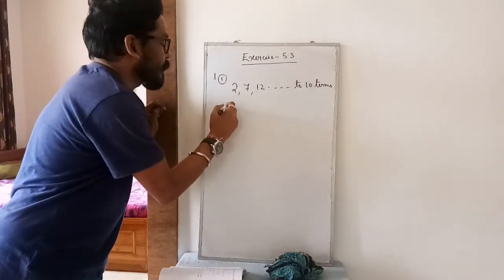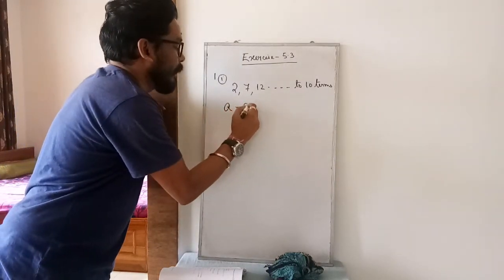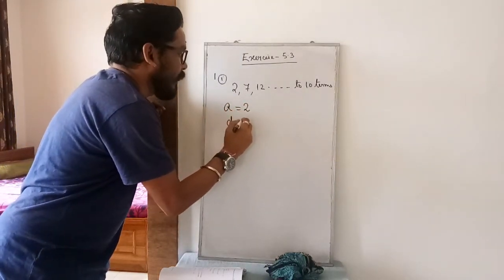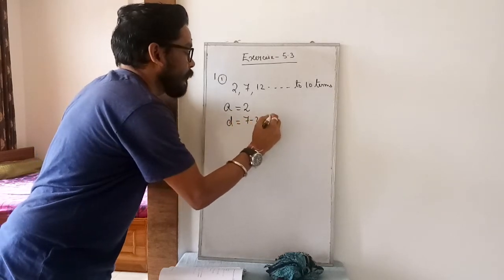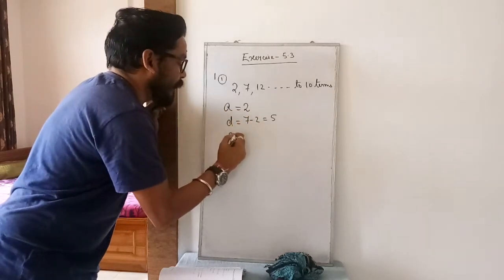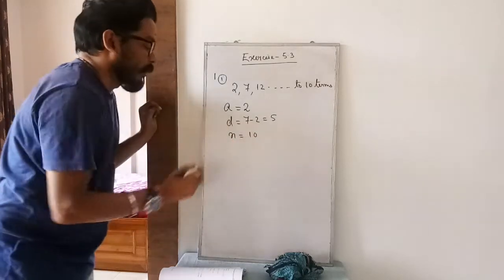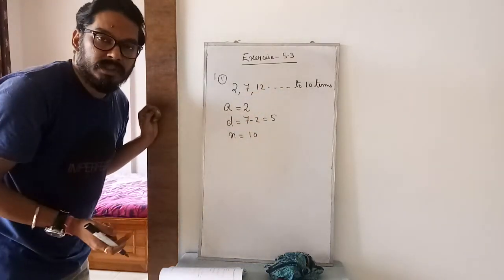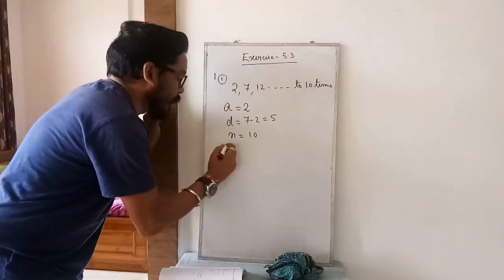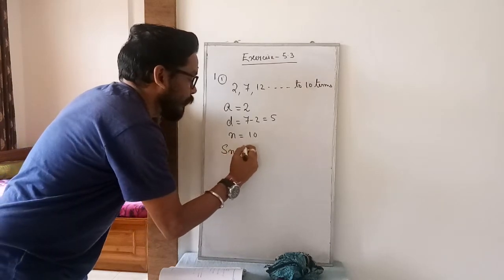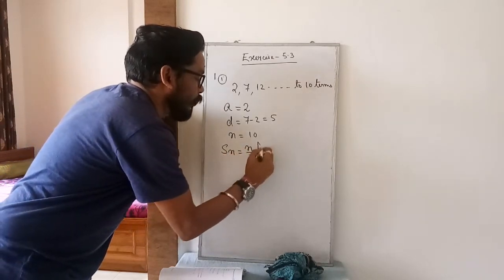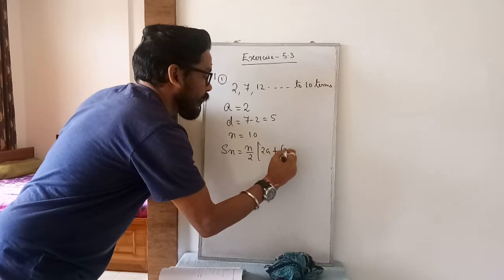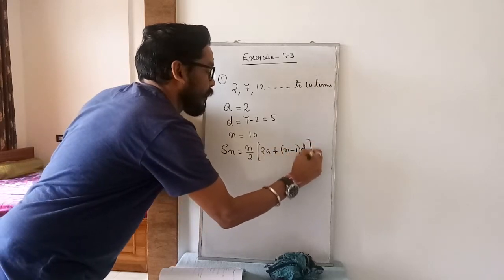So I will first mention what my A is. My A is 2, and D is the second minus the first, which is 5. You have to find the sum up to 10 terms, so n is 10. Since you don't know the last term, you have to use the first formula, Sn equals n by 2 into (2A plus (n minus 1) into D).